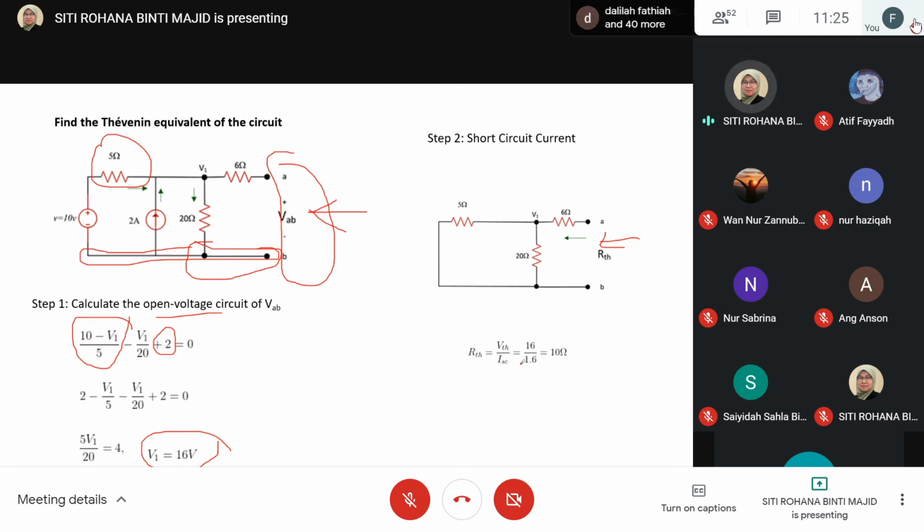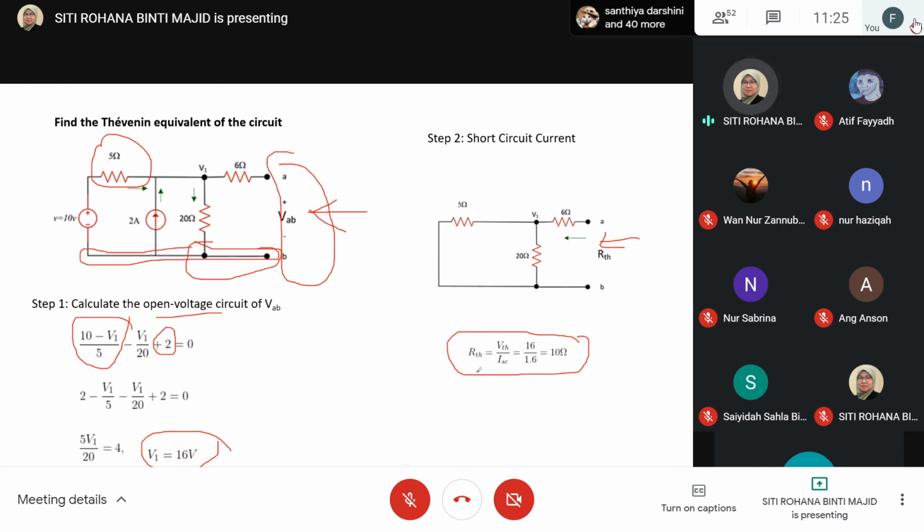Because VTH we get from the open circuit voltage, and how can we calculate the short circuit current? I gave you homework to understand this topic, in which I skipped how to get VTH, but I gave the value.